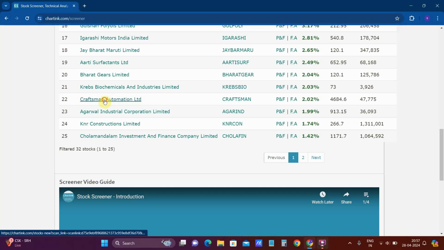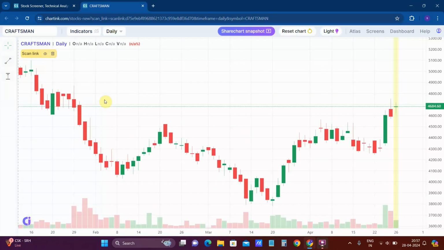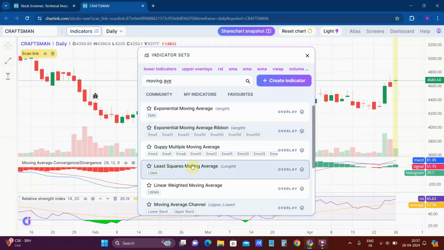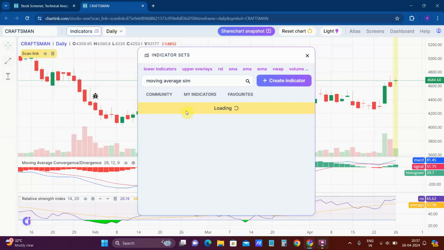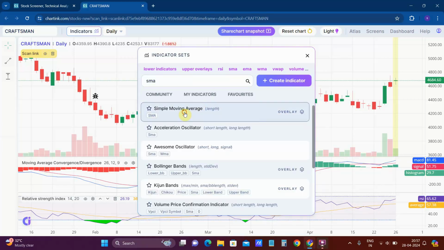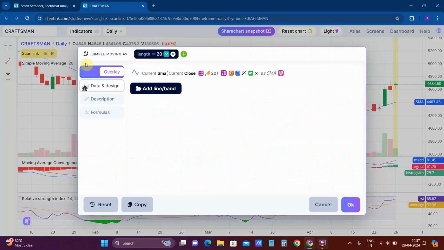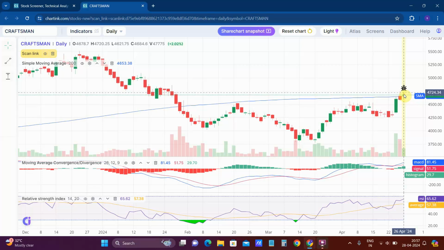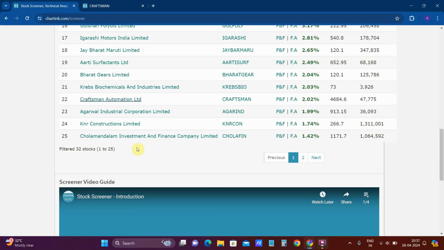If you look at any stock, let's say Craftsman Auto, here it would show you that... I'll use the indicator moving average, not the exponential one, so SMA, right? So here it is. The simple moving average we'll be using, and by default I think it is 20 here. I'm going to change it to 200 on a daily chart, right? You'll realize that the stock has crossed above the 200 DMA on Friday, that is 26th of April. So these are the 32 stocks which crossed the 200 DMA.